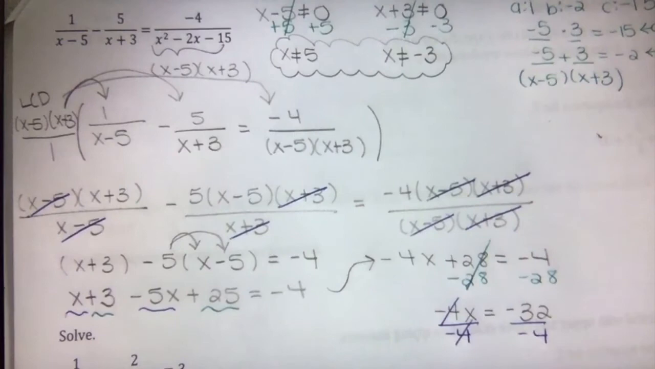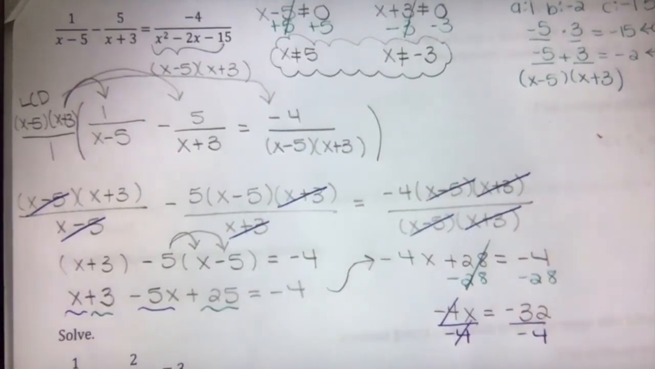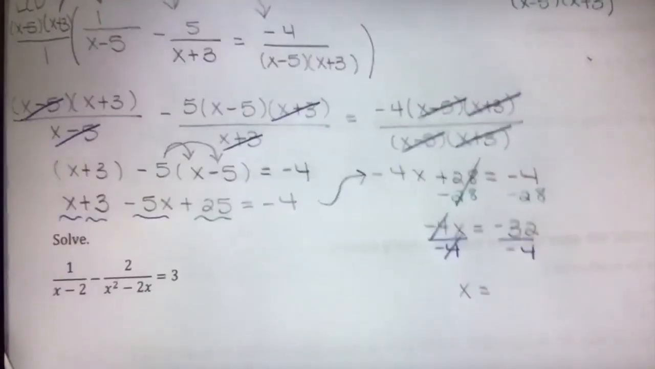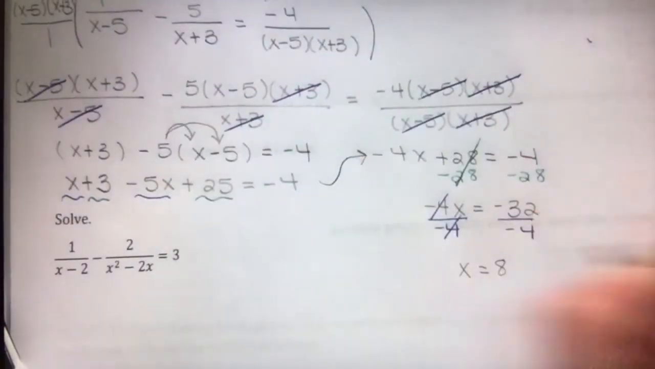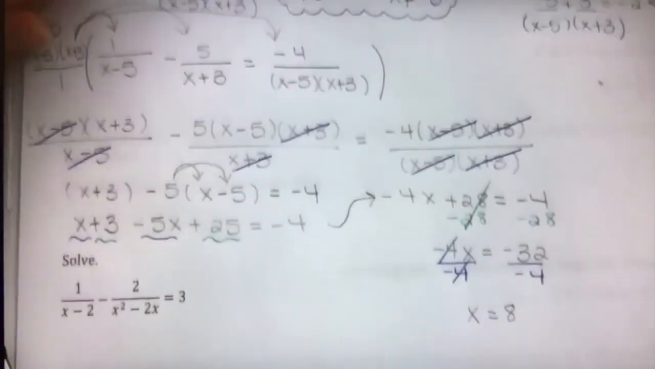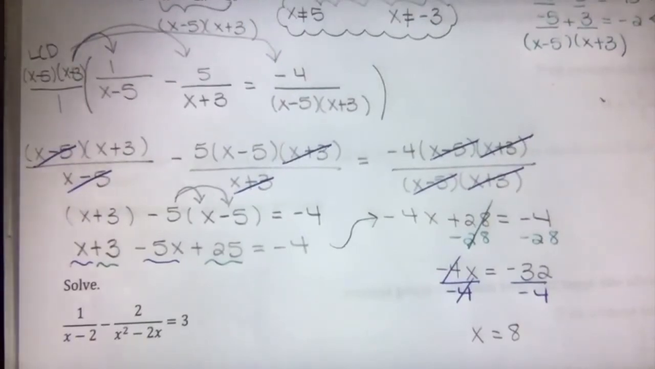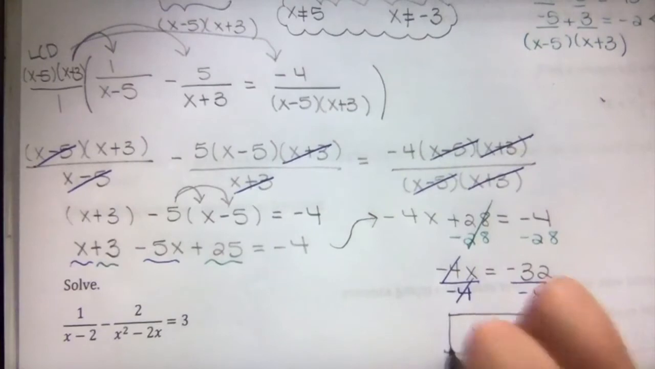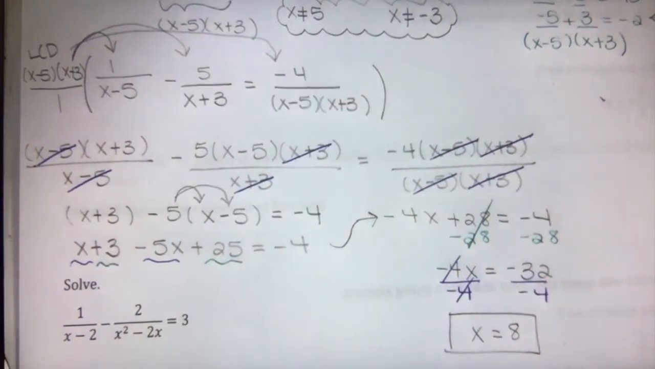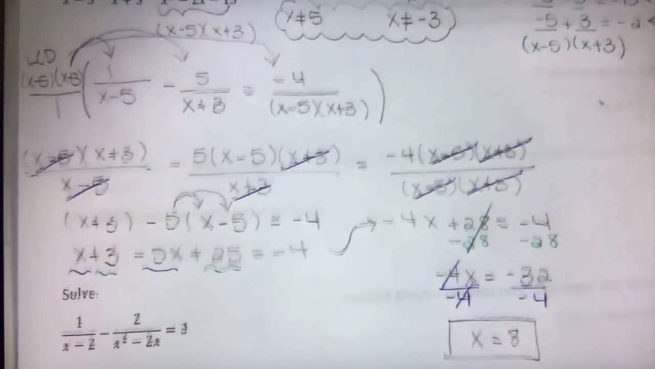And we are left over with our final answer of x equals negative 32 divided by negative 4, which is positive 8. Is it okay that x equals positive 8? Yes, as long as it's not positive 5 or positive 3, which it's not. So boom, final answer. x equals 8.